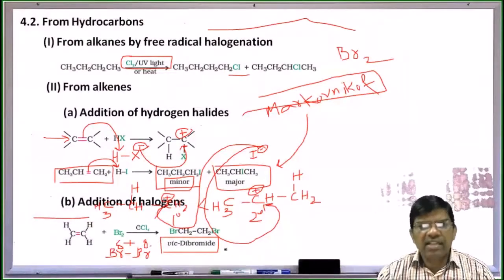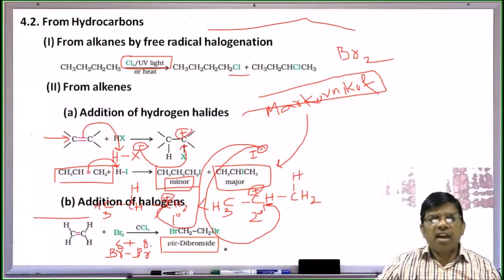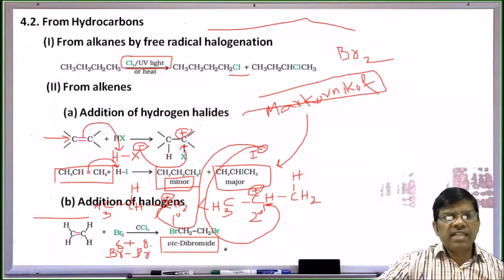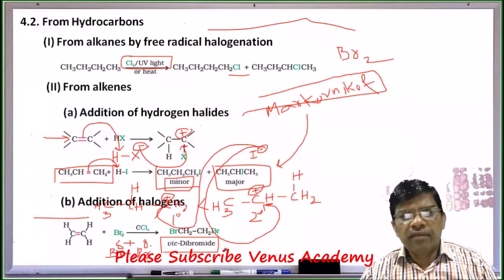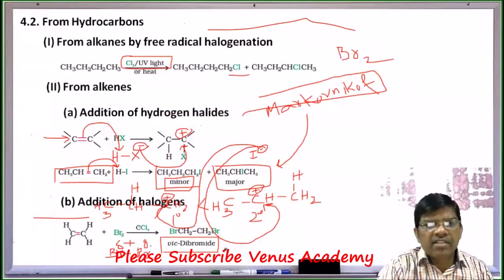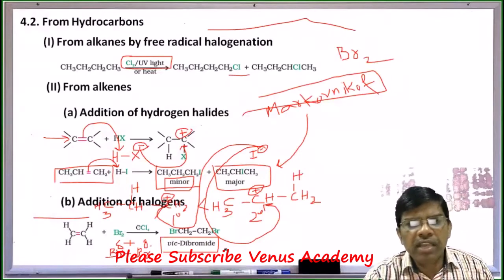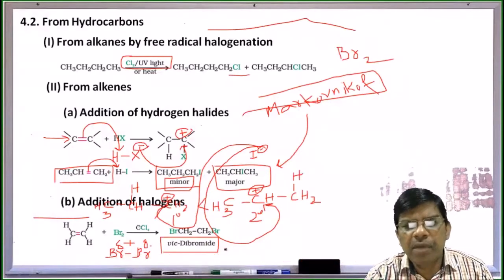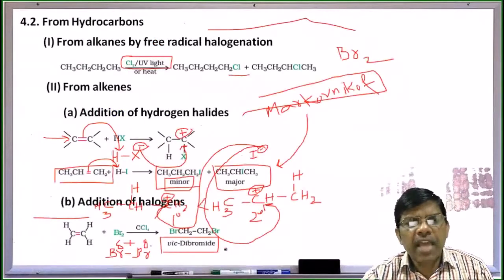If the halogens are attached to two adjacent carbons, then it is known as vicinal. If it is more than one carbon apart, then it is an isolated dihalo compound. If the halogens are attached to the same carbon, then they are known as gem dihalides.